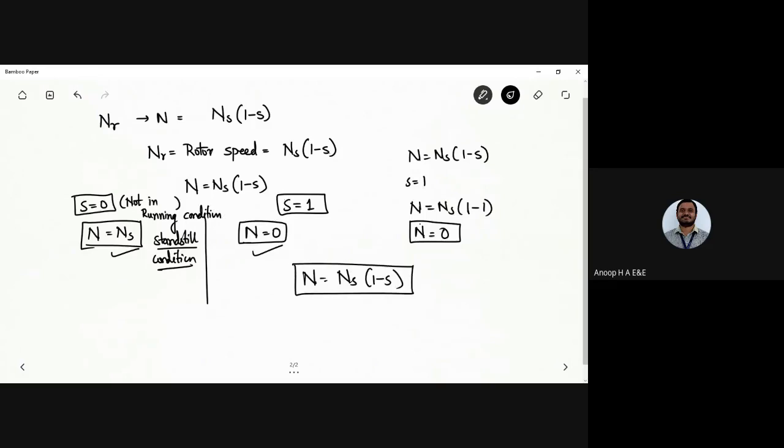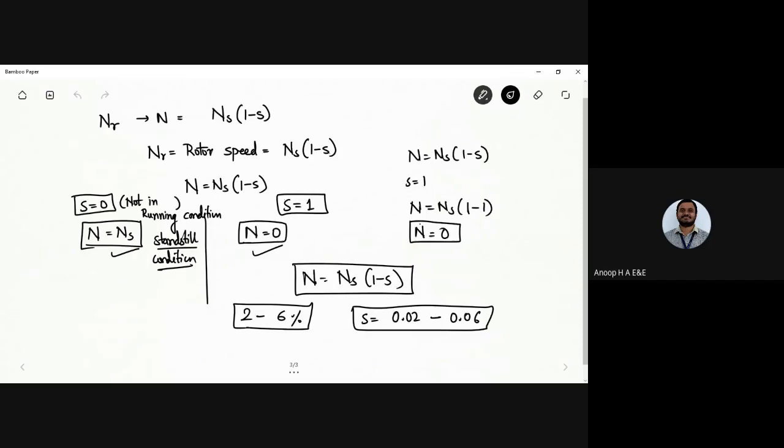That is where you get the values of slip, from 2 to 6% of the slip. That is the value of s, which lies from 0.02 to 0.06. So that is where the value of the slip will generally be present. This is the slip value.